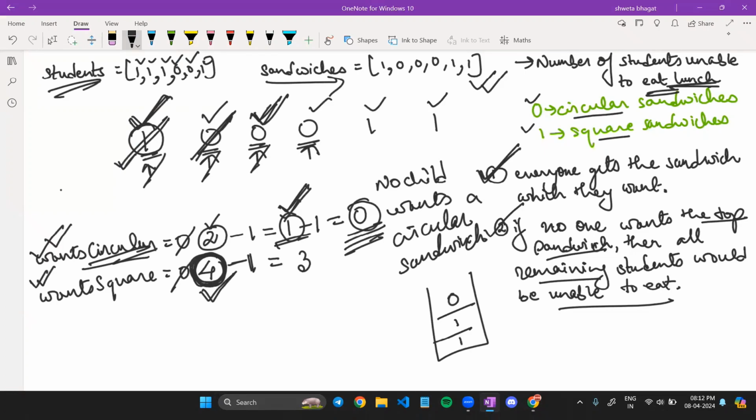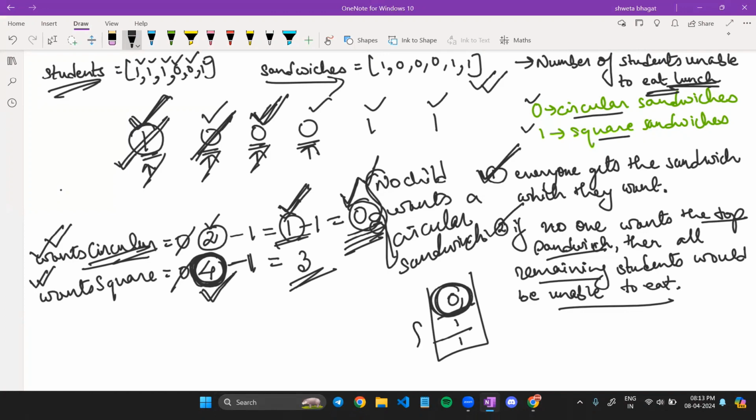Then we have a 1, then we have a 1. And what do we notice? We notice that the circular count is 0. So what does it mean? It means that no child wants this circular sandwich. And since no child wants this circular sandwich, we can't take it out of the stack. Correct? And since we can't take it out of the stack, it means that these 3 children who want a square sandwich won't be able to get this square sandwich.